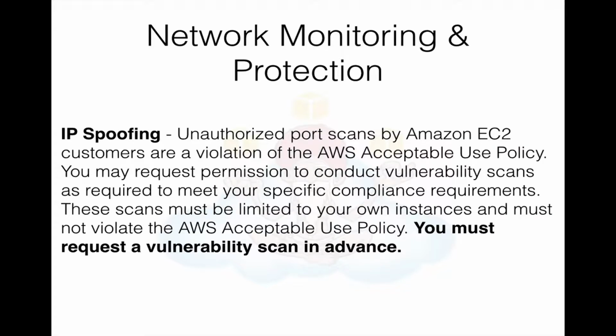Unauthorized port scans by Amazon EC2 customers are a violation of the AWS acceptable use policy. You may request permission to conduct vulnerability scans as required to meet your specific compliance requirements. These scans must be limited to your own instances, and you must not violate the AWS acceptable use policy. You must request a vulnerability scan in advance. So this unauthorized port scanning, this is definitely an exam question. This came up on my exam as well. So you're not allowed to do it by default. You basically have to request permission before you do this, in advance. So they do allow you to do vulnerability scans or port scans, but you have to give them notice in advance.